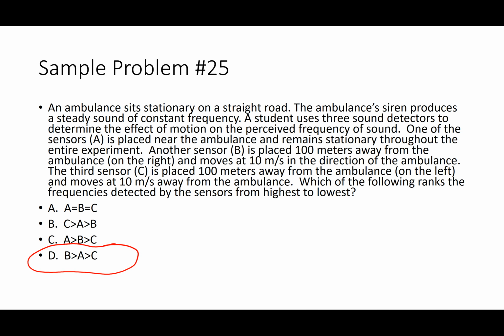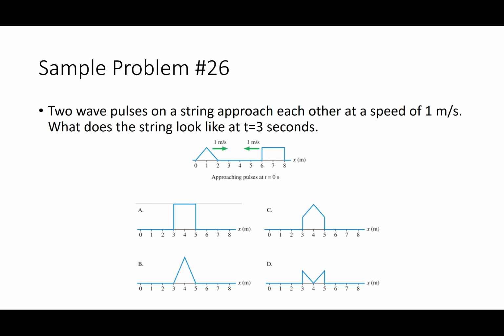All right, so this is the last practice problem, number 26. 2 wave pulses on a string approach each other at a speed of 1 meter per second. So notice they're starting off right. Let's think of the center of the waves. So this one's at 1. So after 1 second, the center would be here. 2 seconds, it would be here. 3 seconds, it would be right here. This one's starting at 7. After 1 second, the center would be at 6. 2 seconds at 5. 3 seconds at 4. So their centers are going to meet at the 4 meter mark at 3 seconds.